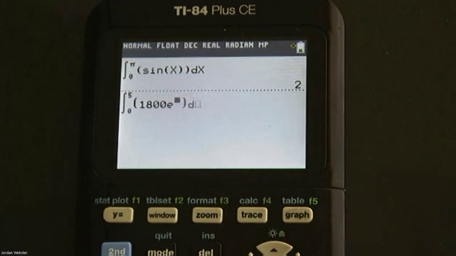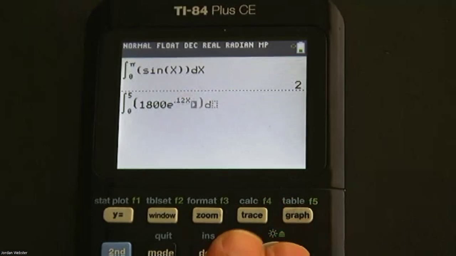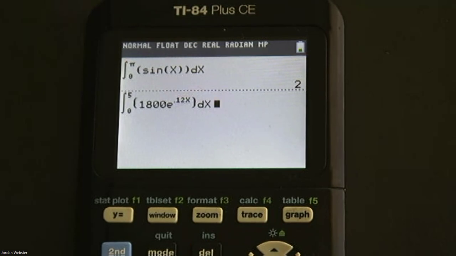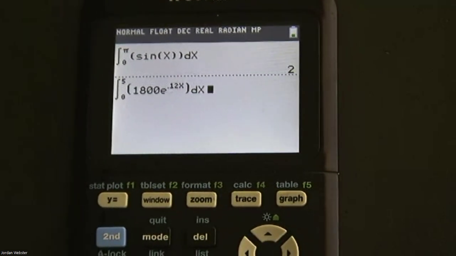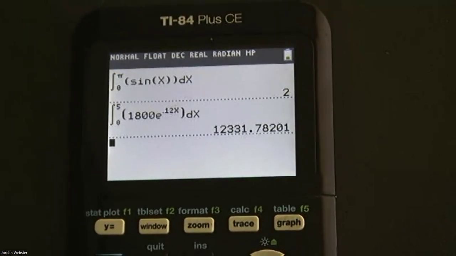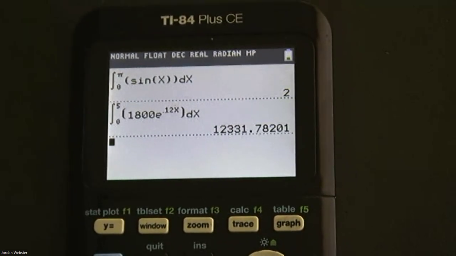1,800 e to the 0.12x. Again, I'm using the variable x key in that case. So 1,800 e to the 0.12x integrated with respect to x, hit enter, and I get, again, the same number that I would have if I had done this by hand, which is 12,331.78201.